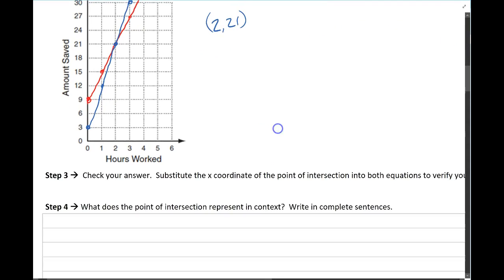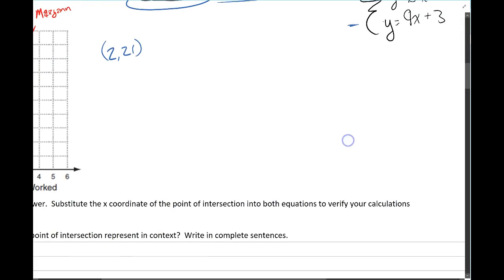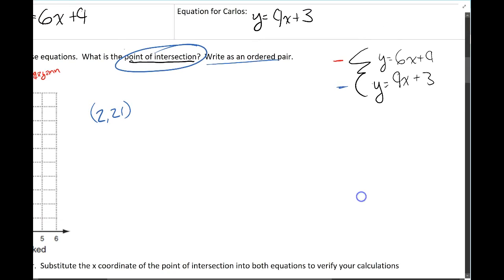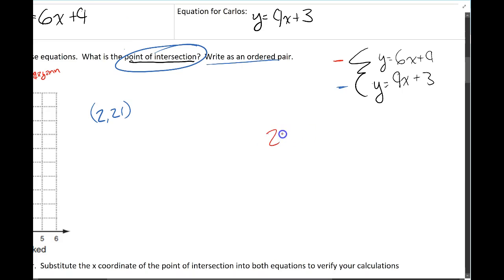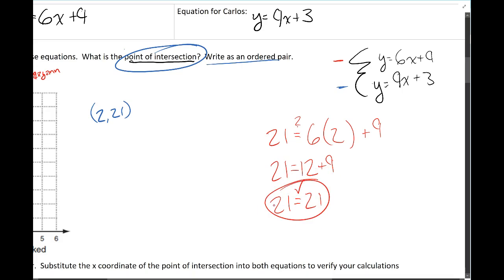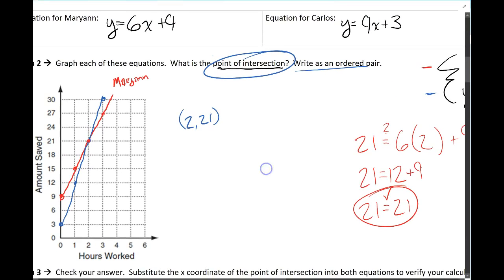Let's go to step 3 where it says check your answer, substitute the x coordinate of the point of intersection into both equations to verify your calculations. Well, let's try that. In red, just to keep some consistency, I'd have is 21 equal to 6 times 2 plus 9? Well, is 21 equal to 12 plus 9? Yes, in fact, 21 is equal to 21. So the Marianne line was satisfied.